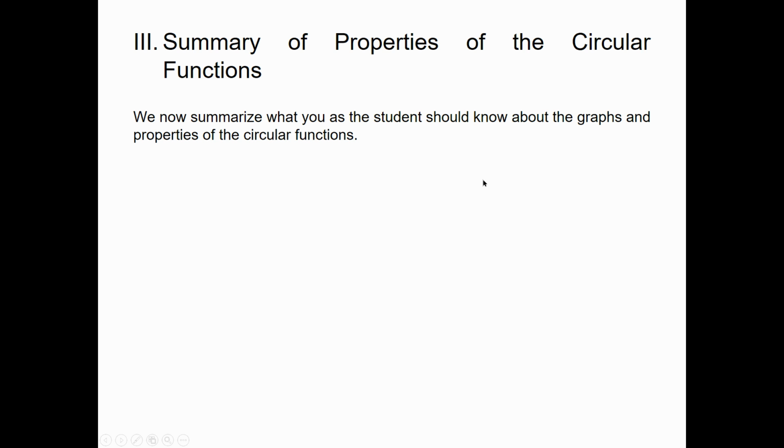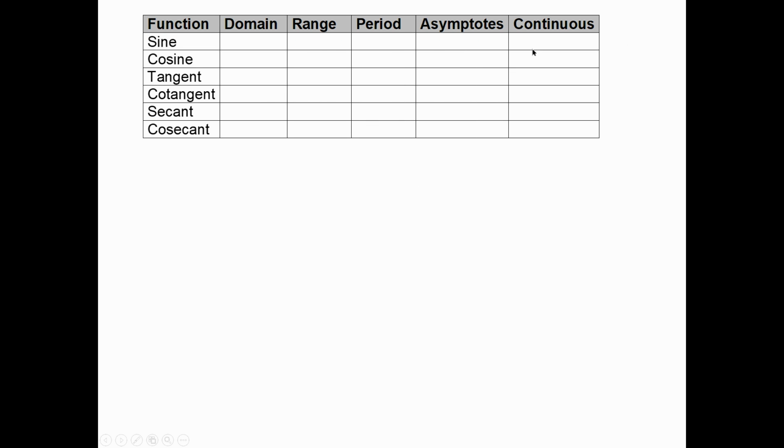So we're going to summarize what you as a student should know about the graphs and properties of circular functions. So I've got my little table here, my 6 trig functions: sine, cosine, tangent, cotangent, secant, cosecant; domain, range, period, asymptotes, and is it continuous? In other words, does it occur in one piece or not?